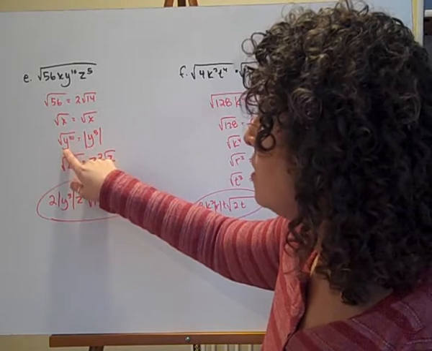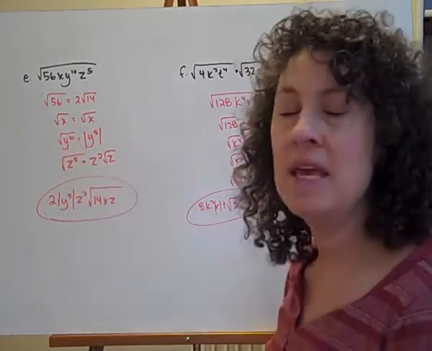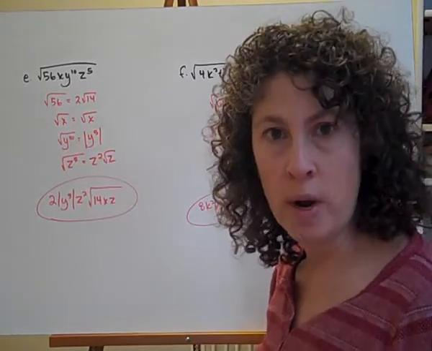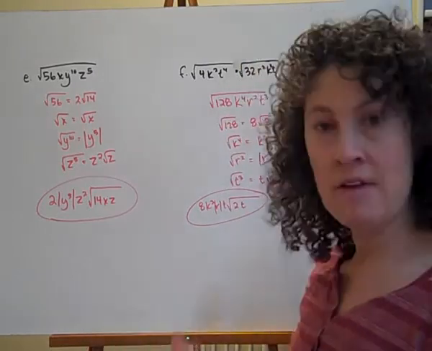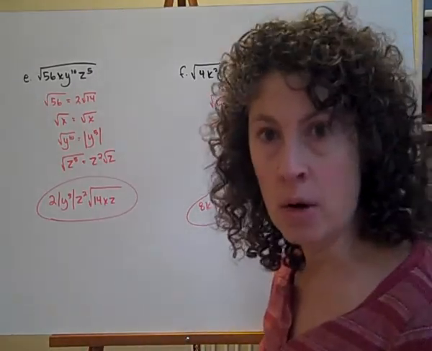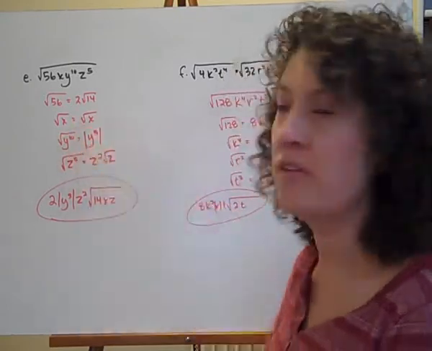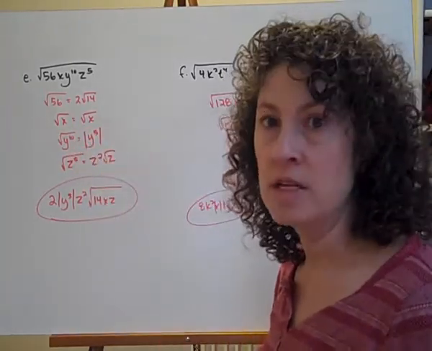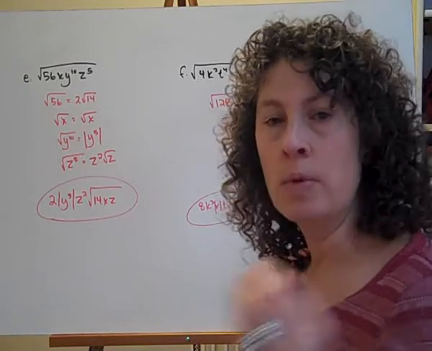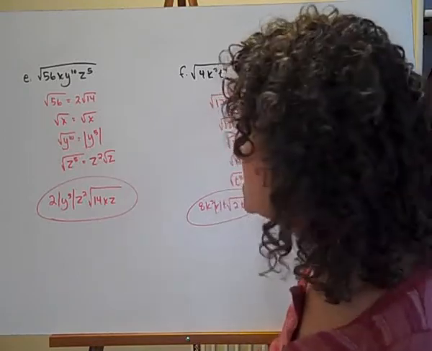Now, the square root of y to the 10th power. Any even power is a perfect square. So half of that power is our square root. So the square root of y to the 10th is y to the 5th, because y to the 5th times y to the 5th is y to the 10th. Remember, a number times itself is always squared.